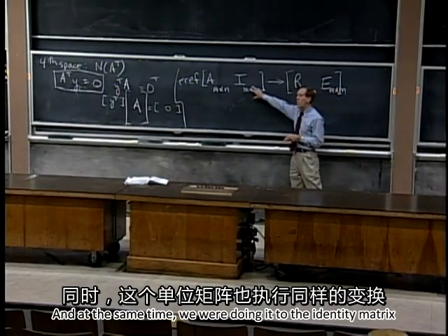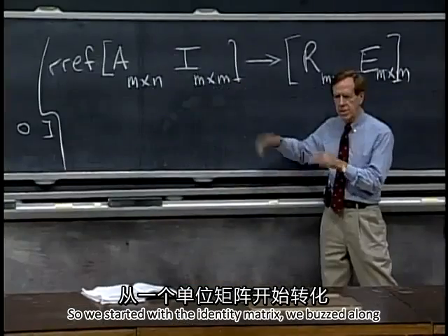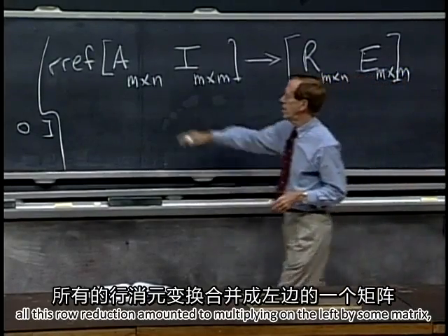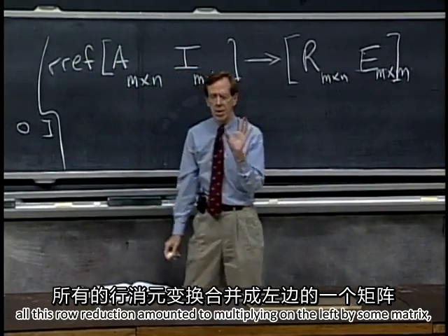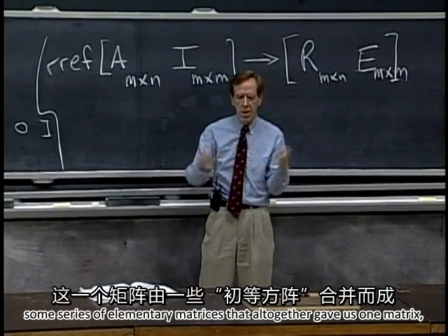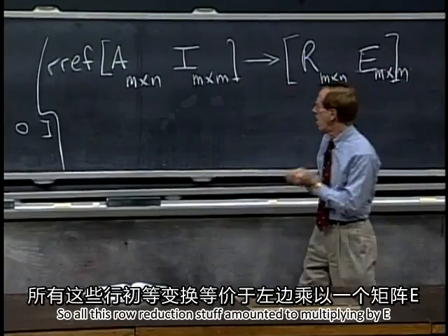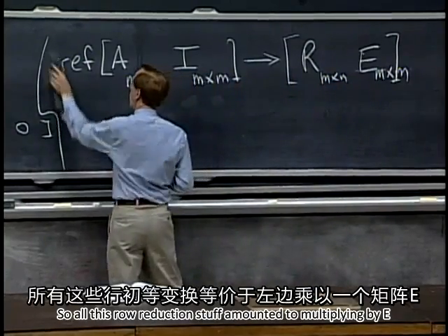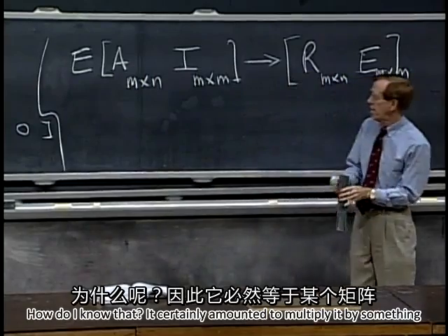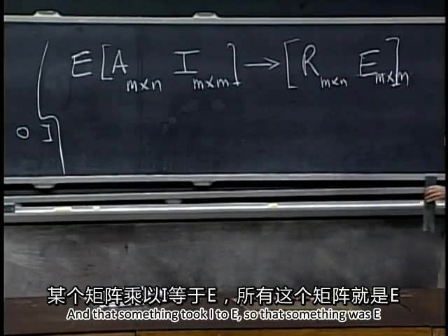And at the same time, we were doing it to the identity matrix. So we started with the identity matrix, we buzzed along. All this row reduction amounted to multiplying on the left by some matrix, some series of elementary matrices that all together gave us one matrix, and that matrix is E. So all this row reduction stuff amounted to multiplying by E. How do I know that? It certainly amounted to multiplying by something, and that something took I to E, so that something was E.